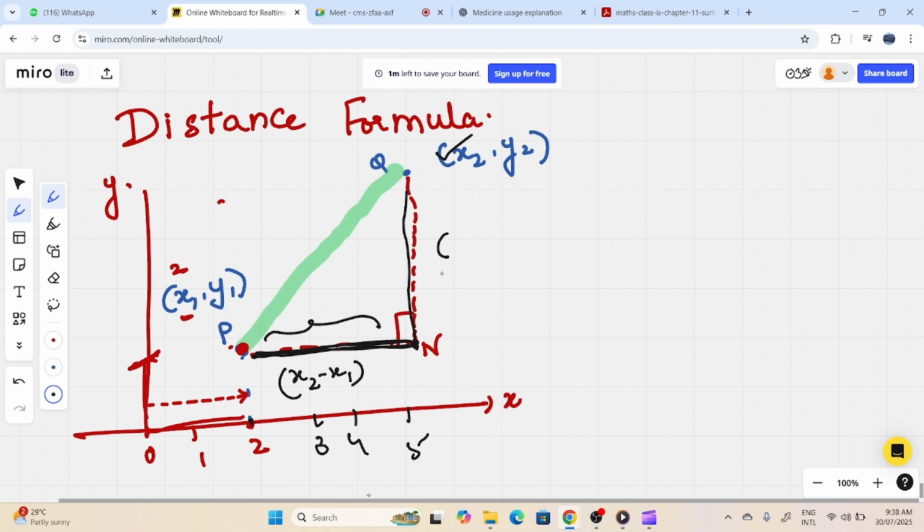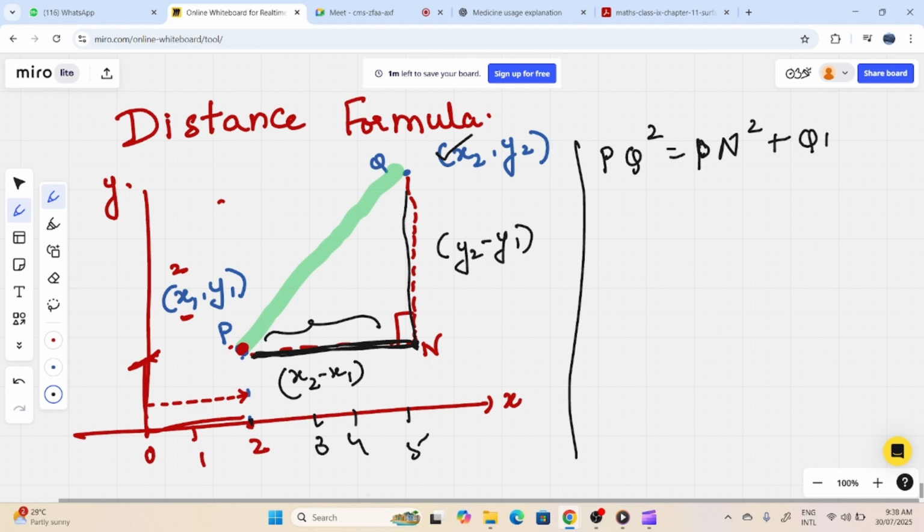And what is my Qn? My Qn is what? Come on, y2 minus y1. Now if I have to find PQ using Pythagoras theorem, I will say PQ square is equal to Pn square plus Qn square. Am I correct? Substitute the value. Pn is x2 minus x1 whole square plus y2 minus y1 whole square. So that's your PQ.